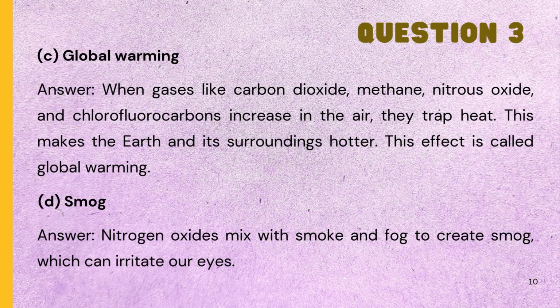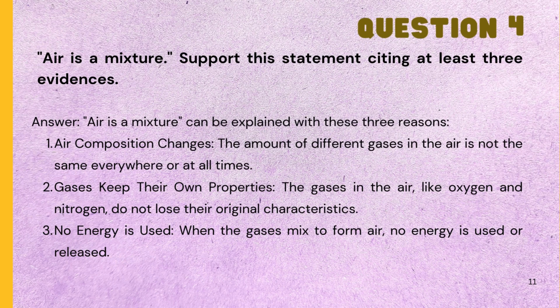C. Global warming. Answer: When gases like carbon dioxide, methane, nitrous oxide, and chlorofluorocarbons increase in the air, they trap heat. This makes the earth and its surroundings hotter. This effect is called global warming. D. Smog. Answer: Nitrogen oxides mix with smoke and fog to create smog, which can irritate our eyes. Air is a mixture. Support this statement citing at least 3 evidences.